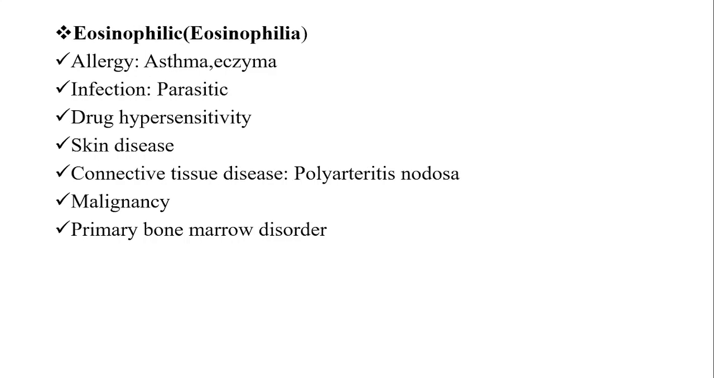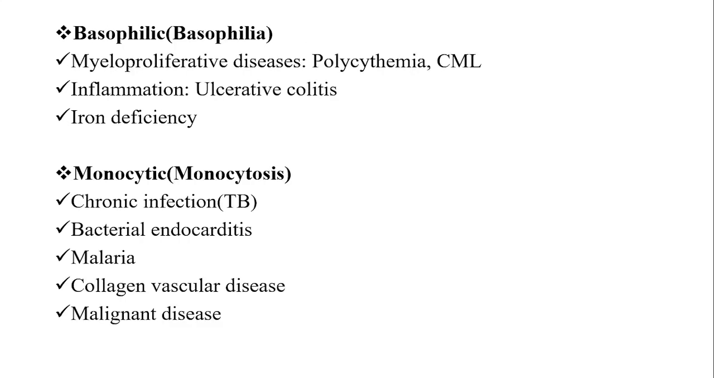And eosinophil, I have already mentioned, the function of eosinophil is to subside the allergy. So in any type of allergic reaction like asthma, eczema, drug hypersensitivity, skin disease, the count of eosinophil will be increased. And also they have the parasiticidal function, so they will also be increased in any parasitic infection. Now come to basophil. Basophil count is increased in polycythemia, chronic myeloid leukemia, ulcerative colitis, iron deficiency anemia, etc.